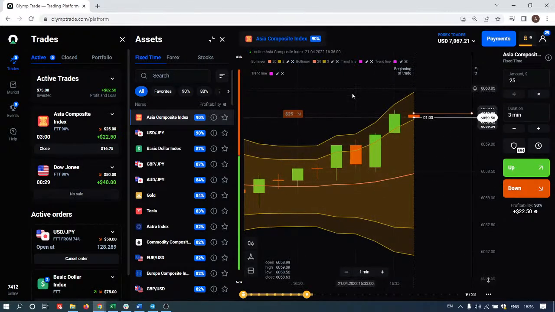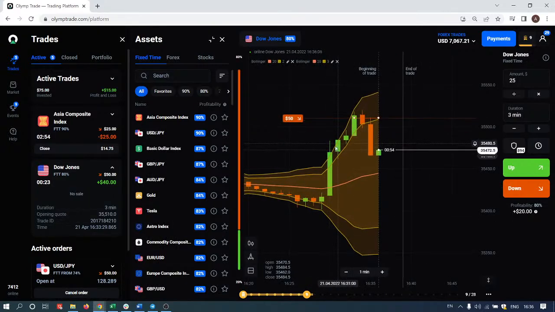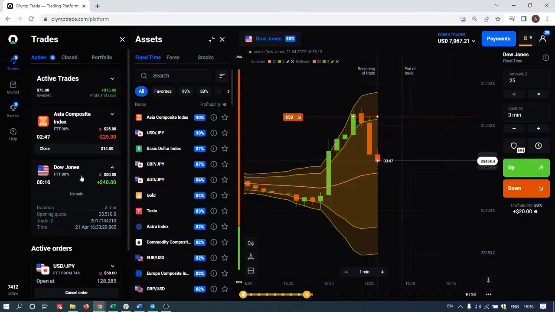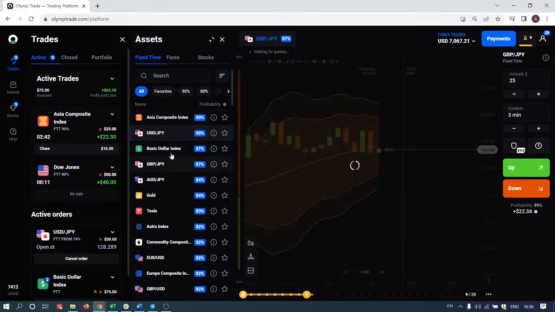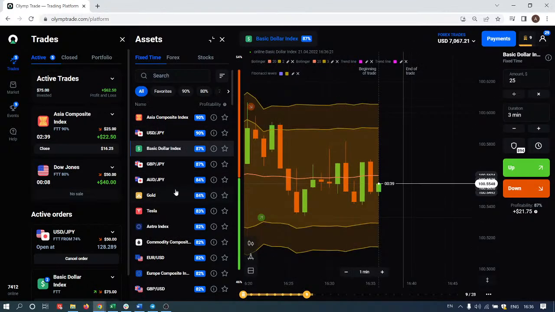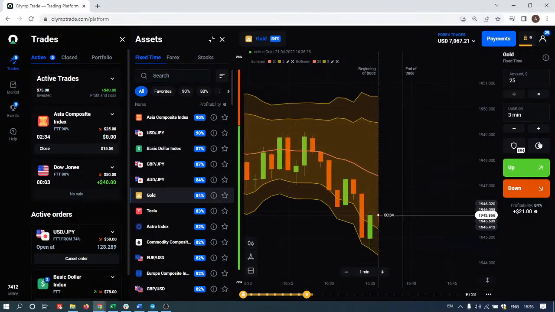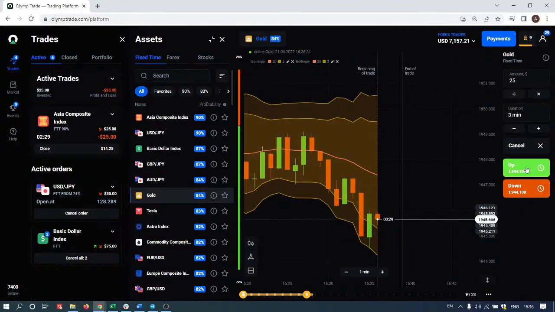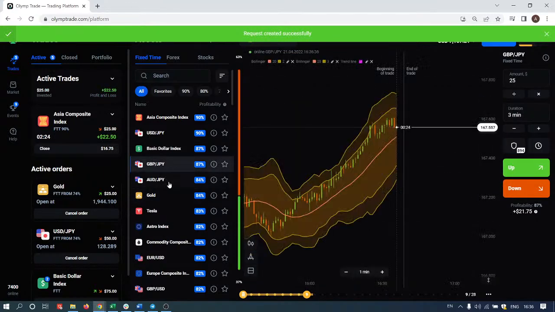Okay. So Asia Composite. And I think this strategy now, I opened my first trade here, then I opened my second trade here, and I opened my third trade here, and I won, or I'm about to win on two of them, which is a very nice result. Gold, so it can be this, set a pending order. Yes, here it is.